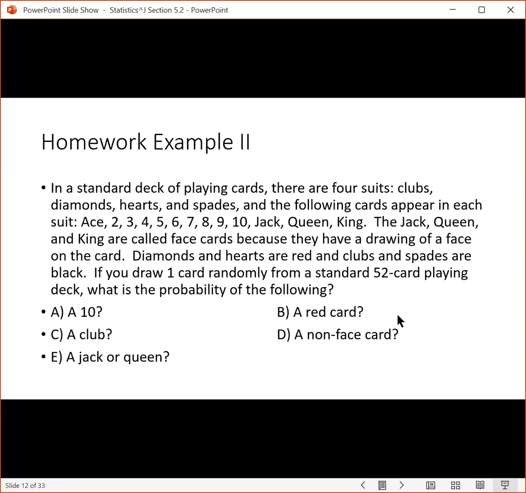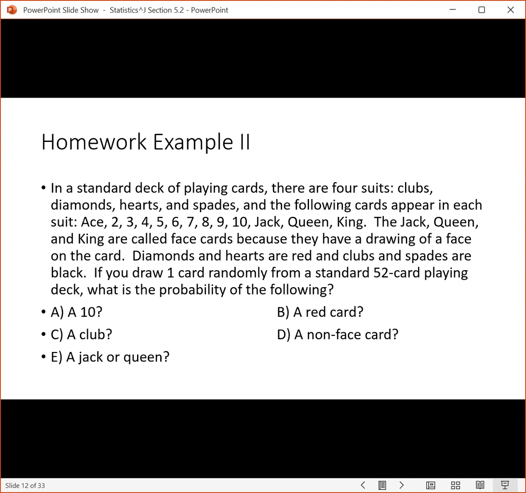Let's look at another homework example. In a standard deck of playing cards, there are 4 suits: clubs, diamonds, hearts, and spades. The following cards appear in each suit: ace through king. Jack, queen, and king are called face cards. Diamonds and hearts are red, and clubs and spades are black.